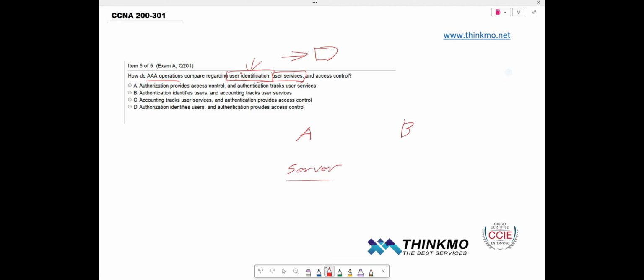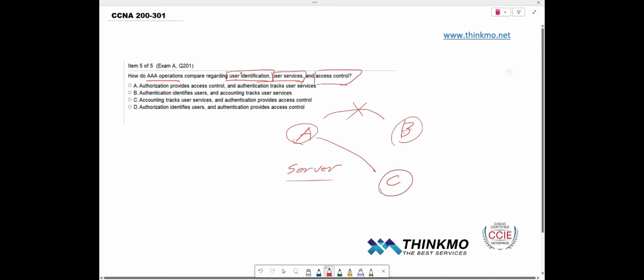Then, as for user B, maybe they are a guest user. They can only access the internet, but they can't access the server, right? So there are different authorizations. There might also be a user C who is allowed to communicate with A, but A and B still can't access each other. In other words, different users have different permissions, and that's how control is achieved.